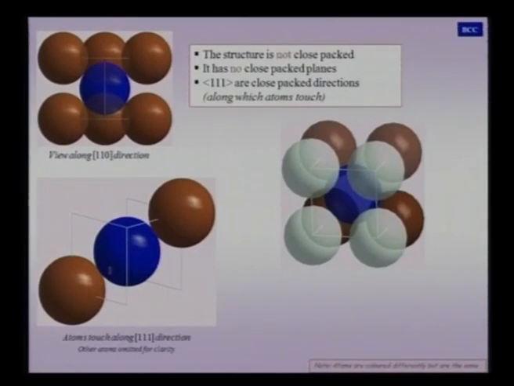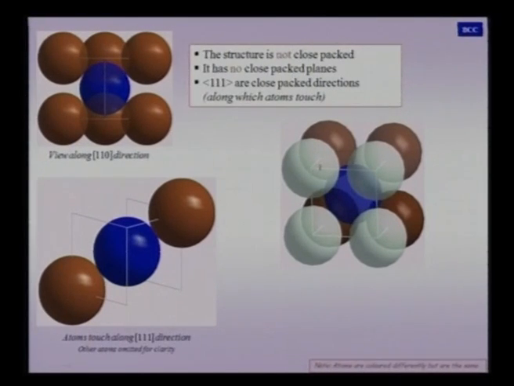Now this diagram below, for instance, shows us the touching direction, which is the 1, 1, 1 direction along which atoms touch. Again, you should note that all atoms are identical and they have just been shaded for clarity, and this is a slightly transparent model to show where the central atom sits and how the atoms touch one another.